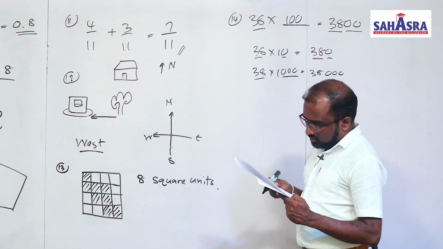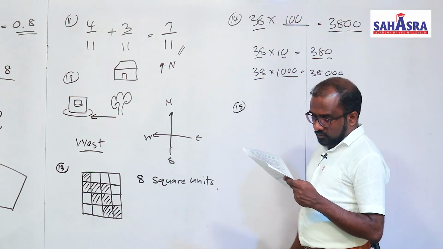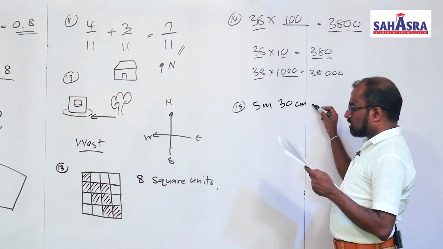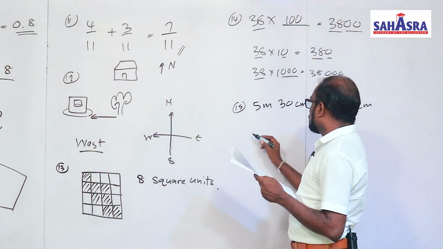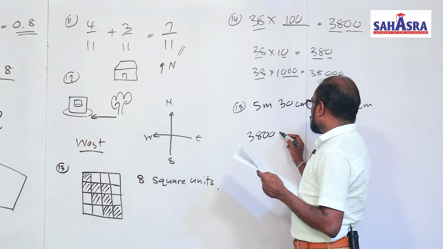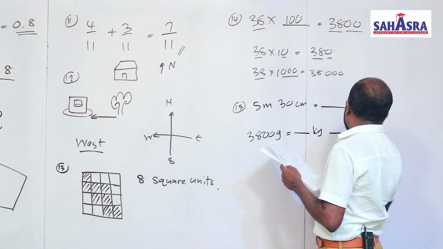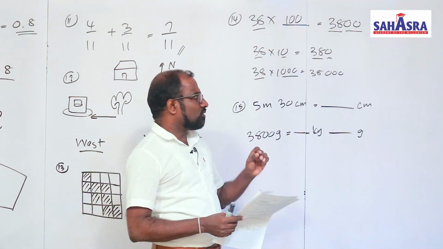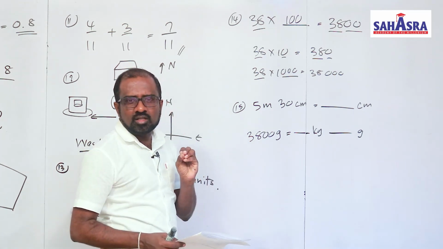Right, children. Then question number 15. 5 meters, 30 centimeters. You are asked to write in centimeters. Next one, 3,800 grams. You are asked to write in kilograms and grams. So, you should know the conversion of measuring units.